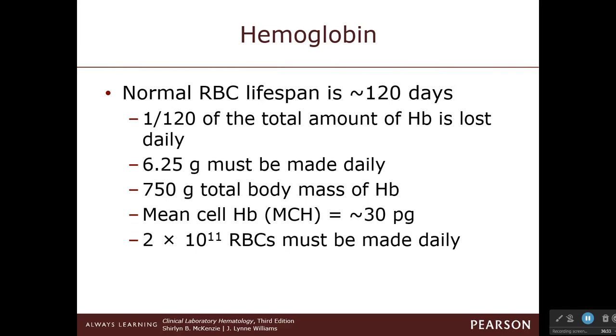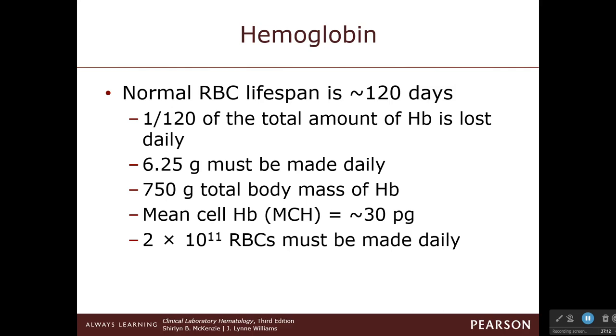So for us to do this, when we lose those red cells, remember I said a little while ago that hemoglobin production is a delicate balance between destruction and production of RBCs. So if I'm losing 1% of my red cells per day, I have to make at least about 1% hemoglobin to refill it. That's equivalent to about 6.25 grams a day, which makes up about 750 grams of your total body mass of hemoglobin.